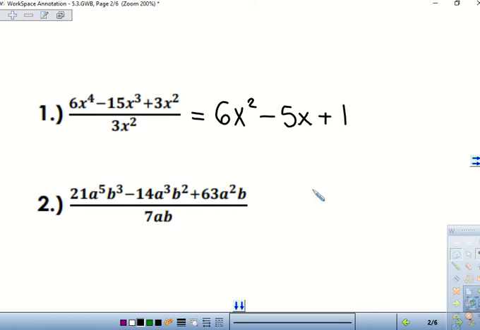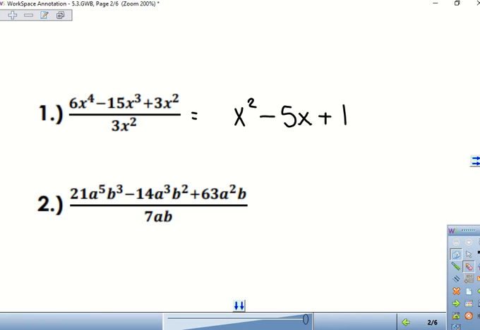Yes? Why is it 6x? Oh, I'm so sorry. I said 2, but I think I wrote 6, so I apologize. It should be a 2. Sorry about that. I don't know why I put a 6 there. So you just divide it? Exactly. So like I divided this by this, and so on.